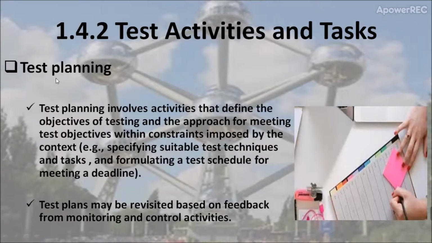The first activity is test planning. Test planning consists of activities that define our project of testing and the approach that we will use to meet our objective. What are the test techniques? What are the tasks we will use to meet these objectives of testing? The test plan is revisited or reviewed based on the feedback from monitoring that happens during the project.